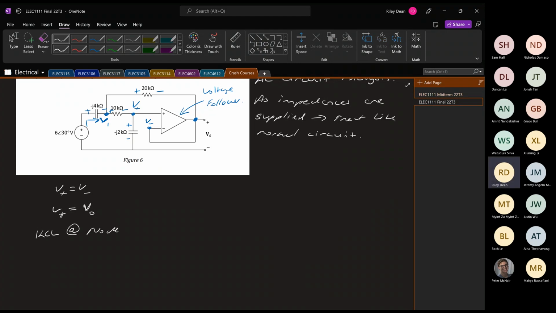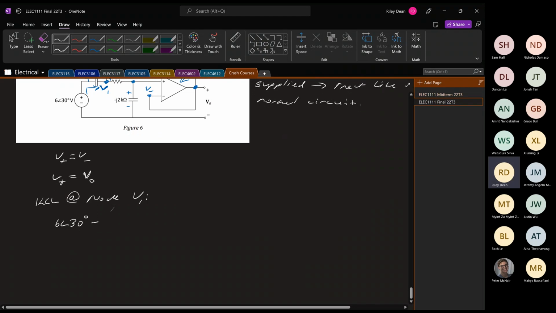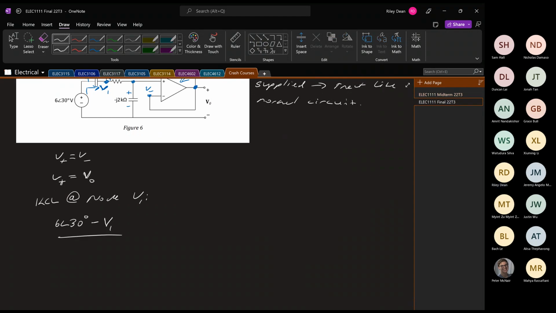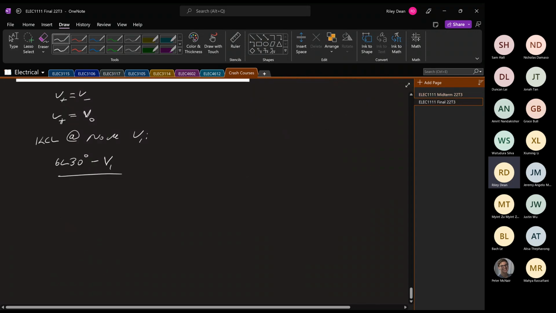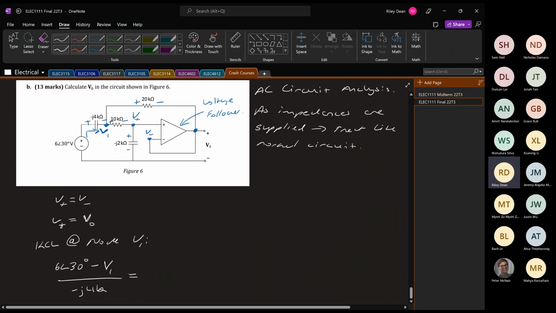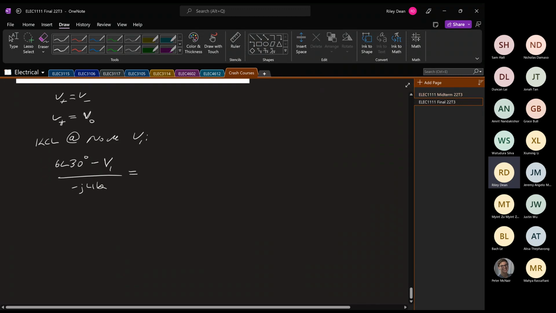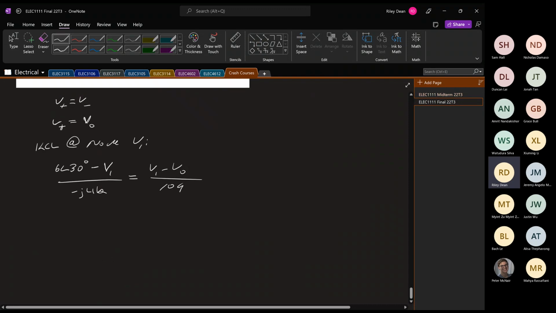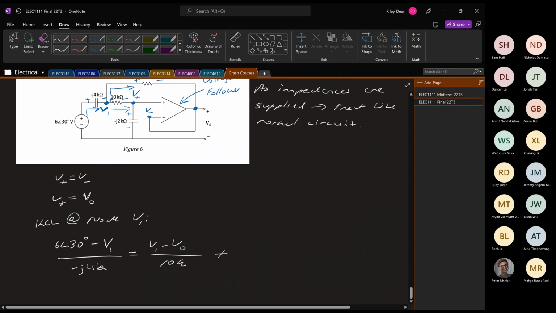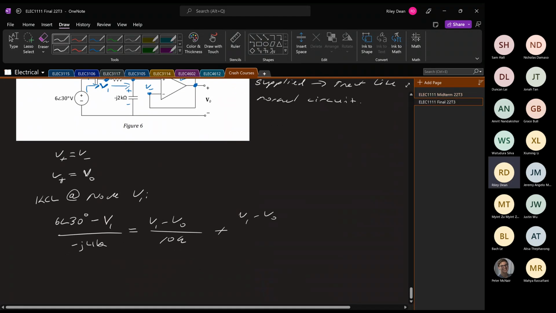at node V1. So we see that we get 6 angle 30 minus V1, and that is going to be over minus J4K. That is the only current entering. The other two are leaving, as we can see by the positive terminals both going that way. This allows us to say that V1 minus V out over 10K plus V1 minus V out on 20K.